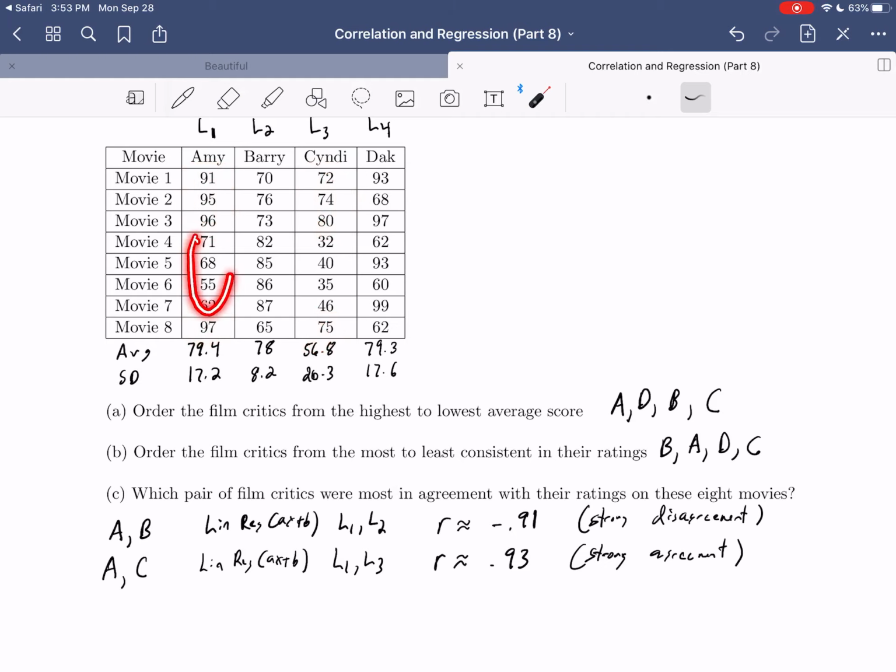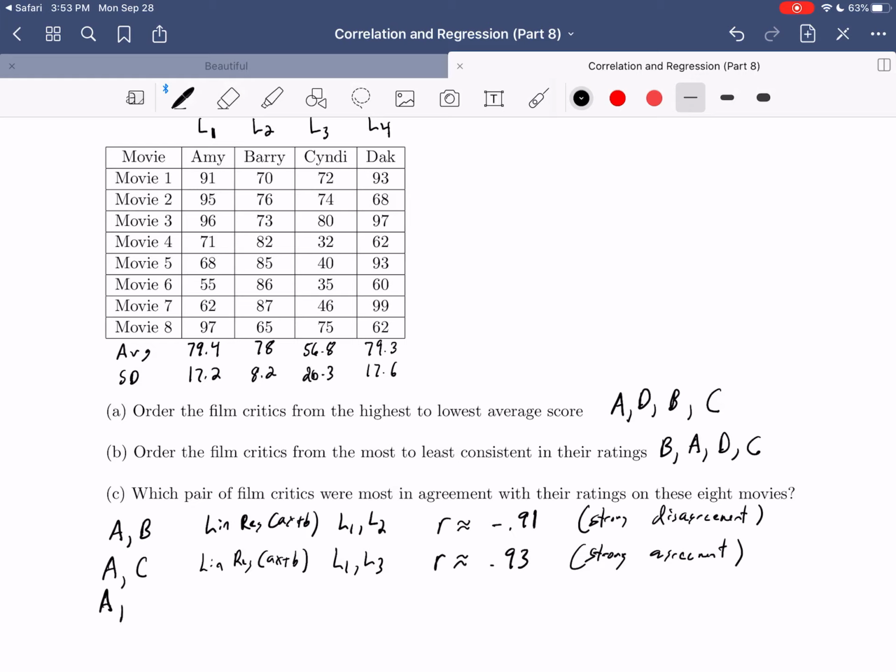These were the ones that Amy generally gave lower scores, and Cindy gave them incredibly low scores, which of course makes sense because she generally gives low scores overall. So these two were in strong agreement. They don't give the same scores, but they agree relative to each other that movies like 1, 2, 3, and 8 are the good ones of this batch, where 4, 5, 6, 7 are sort of the bad ones of this batch. Okay, now that doesn't necessarily mean that they agree the most. We've got many other pairings to do.